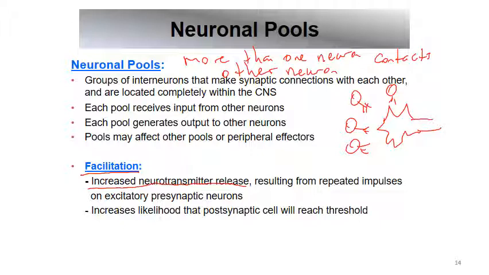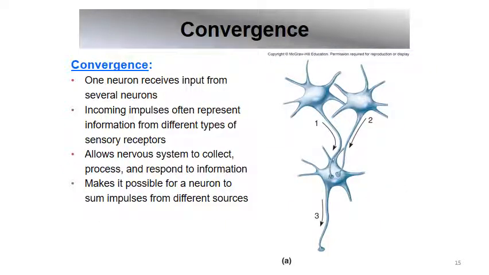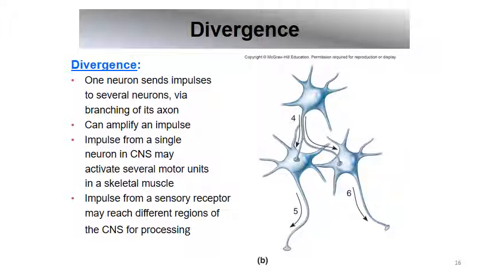Convergence means that one neuron receives input from several neurons. Here, two neurons have converged onto this neuron, and they're releasing their neurotransmitters onto that one. And divergence means one neuron contacts more than one. Again, these pictures are very simplistic. You have so many neurons contacting each other, but know the difference between convergence and divergence.